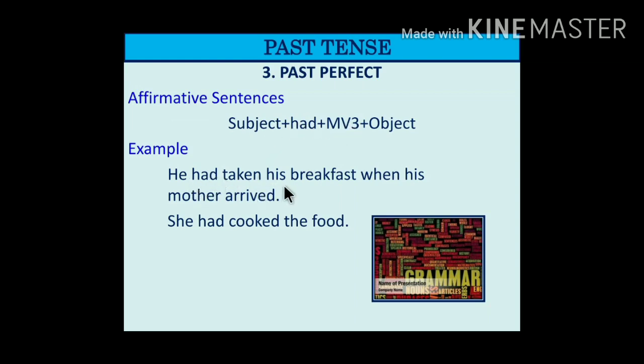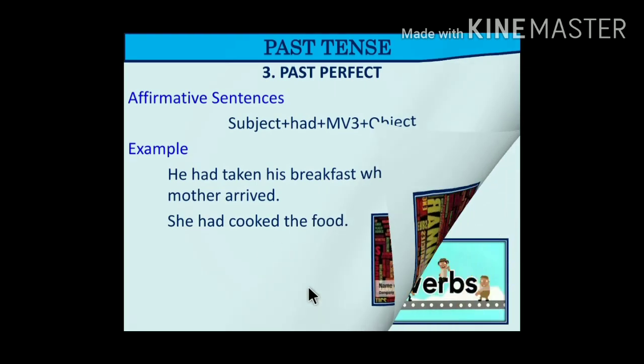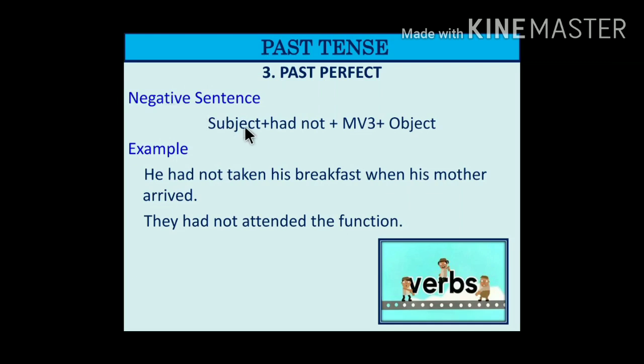So he had taken his breakfast when his mother arrived. She had cooked the food. Third form of the verb and had. Third form of the verb and had not. Now negative sentences. He had not taken his breakfast when his mother arrived. They had not attended the function.